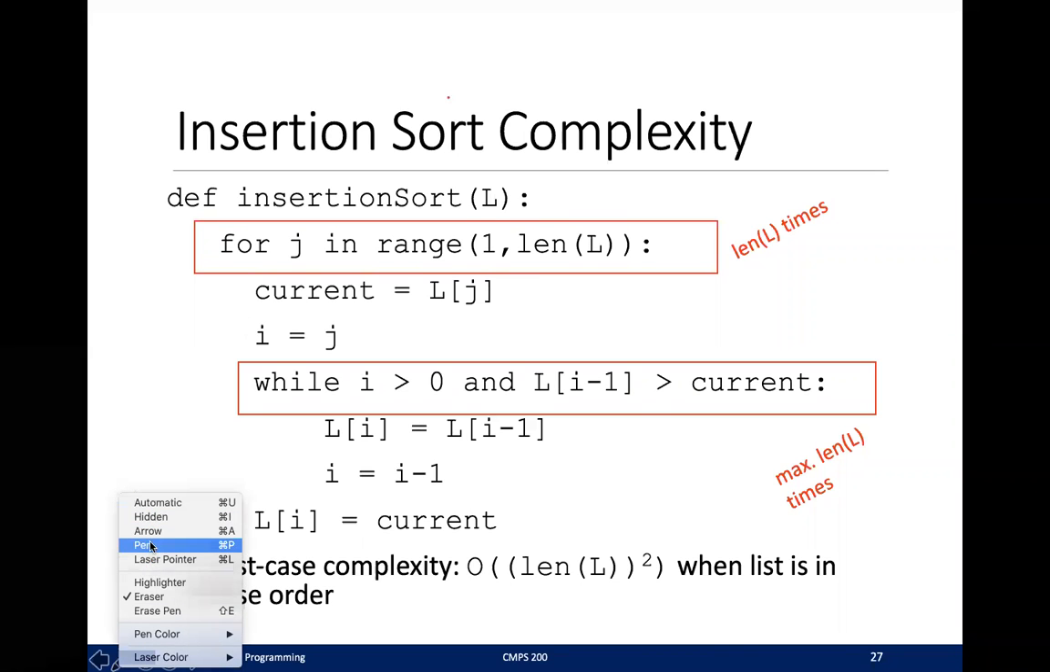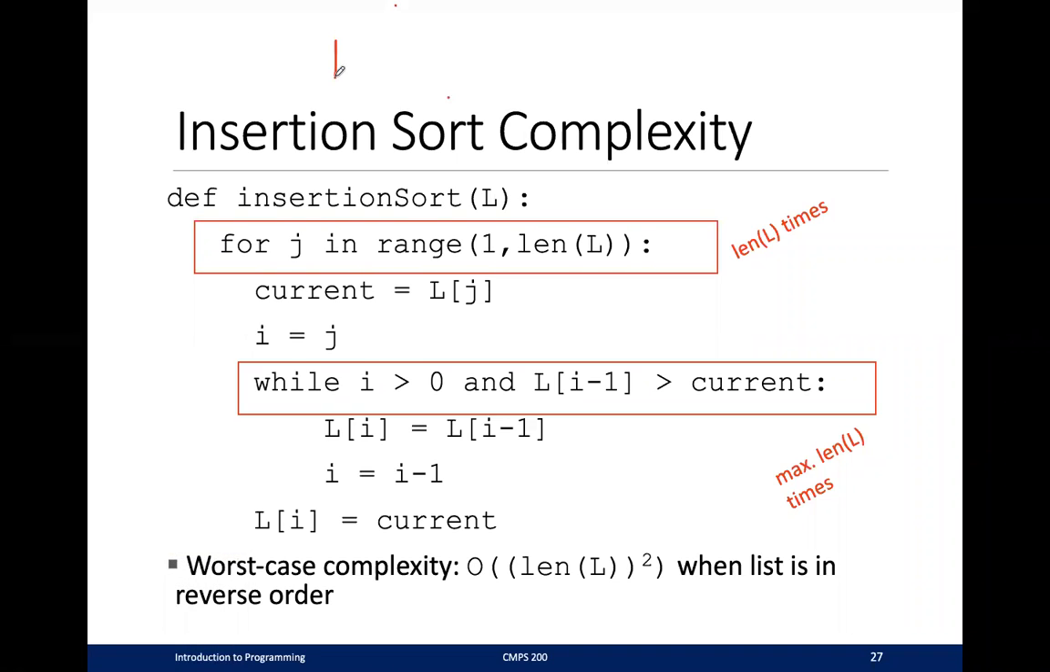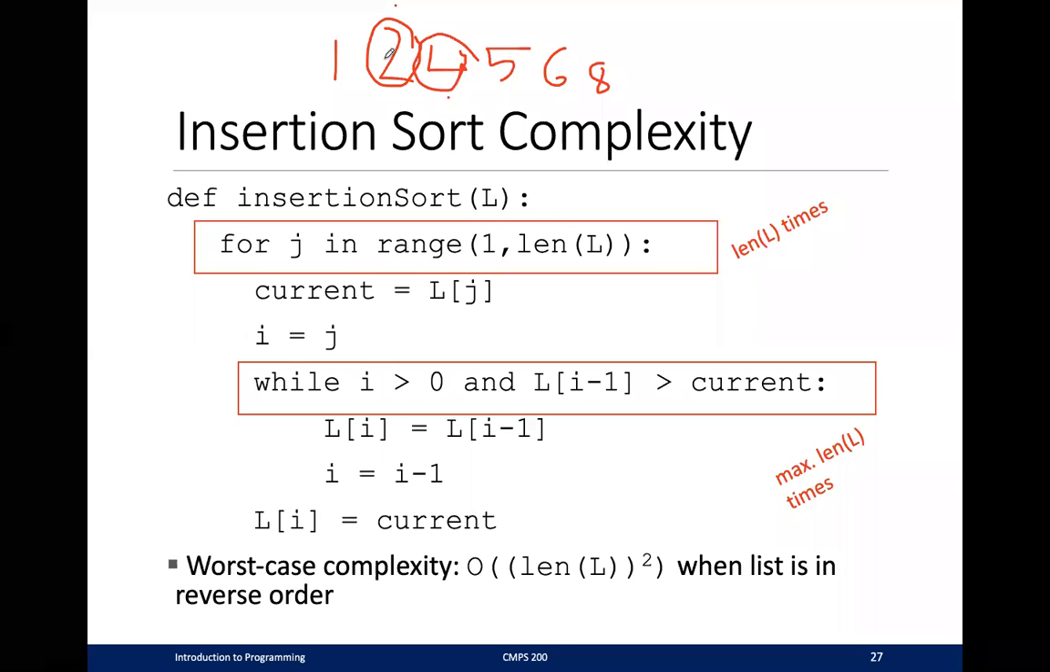let's say the list was like this: 1, 2, 4, 5, 6, 8. The first time the while loop runs, I'm looking at 2 and comparing it to 1. 2 is greater, so this condition is not true, so I'm going to exit the loop. The next one, I have 4. I'm going to compare it to 2. 2 is smaller, so I'm not going to do anything.